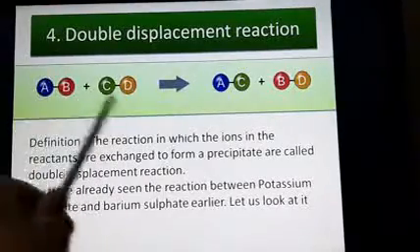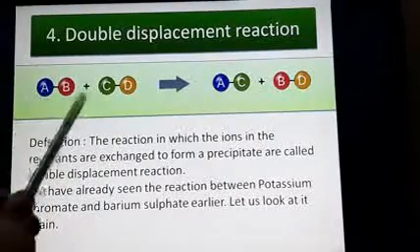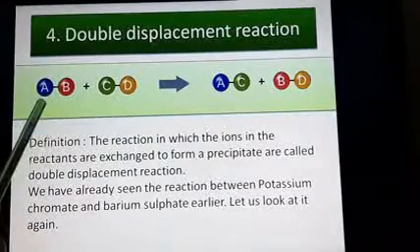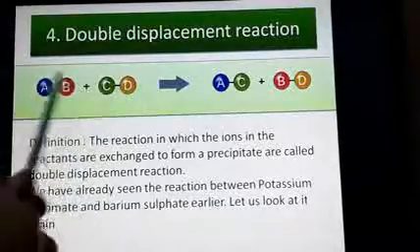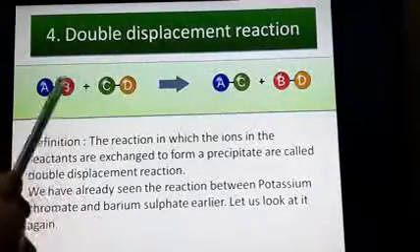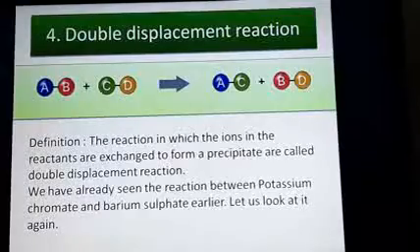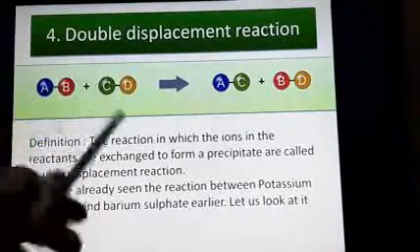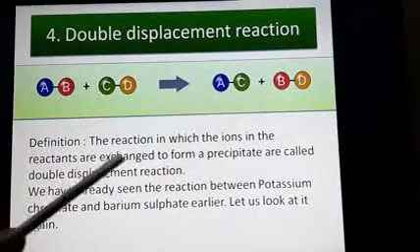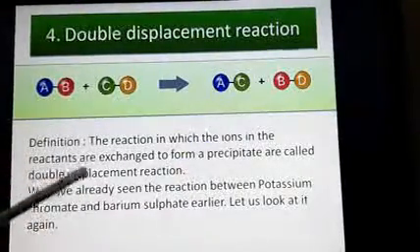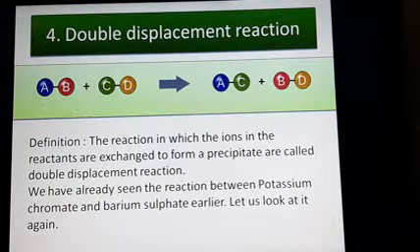So when they are brought in solutions next to each other, both of them will split up into their ions. A and B will split up as A ion, B ion. Same way you have C ion and D ion, and they exchange their partners. So A will club with D and B will club with C, or B with D and A with C, whatever. So the reaction in which the ions in the reactants are exchanged to form a precipitate is called a double displacement reaction. The characteristic quality of a double displacement reaction is that always one precipitate is formed.